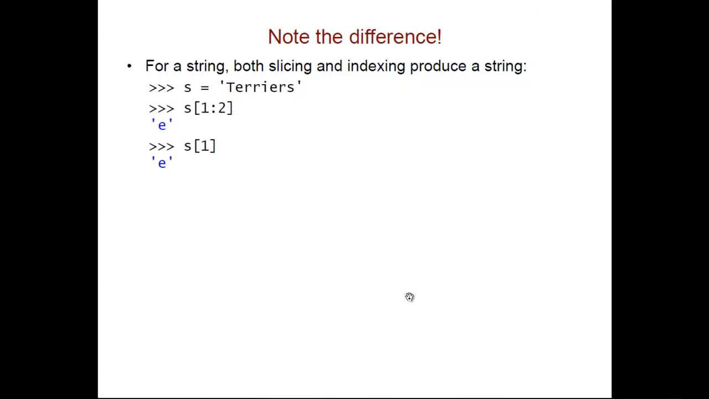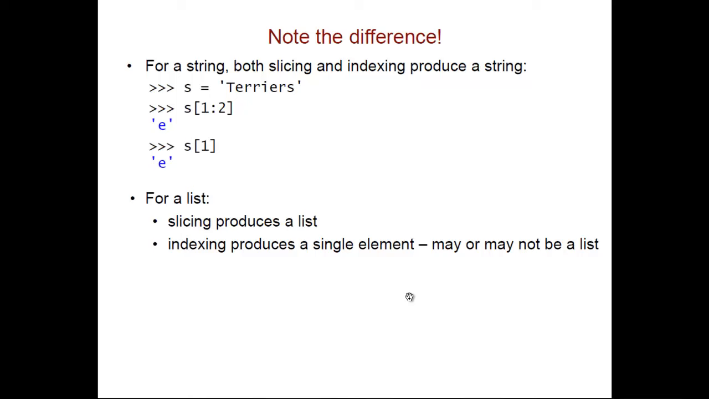But if I do something similar with a list, I'm not necessarily going to get the same result. So with lists, a slice always gives me a list, whereas doing an expression with just a single index is going to give me that single element, and it may or may not be a list. So take for example this list. Let's assume that I assign it to the variable info in the shell.